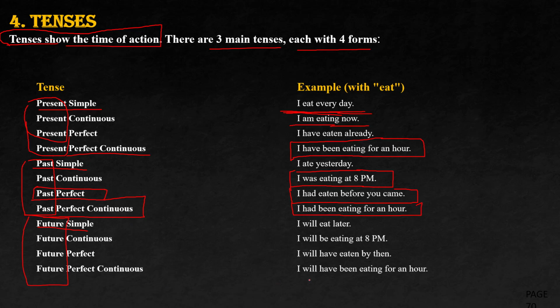Future perfect continuous. So what exactly happens here? I will have been eating for an hour. Or in future, or tomorrow, I will have been having a party for an hour. So tomorrow in the evening, I'll be having the party for an hour, in short. Okay, like that. In the future, what exactly you're going to do and you'll be doing it, that you want to explain, that time we use the future perfect continuous tense.